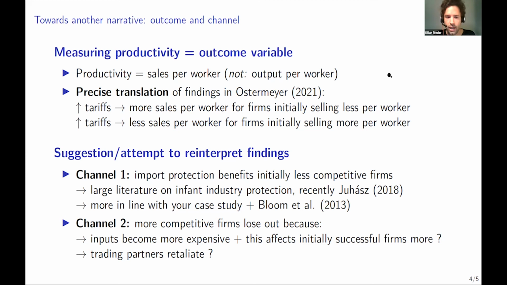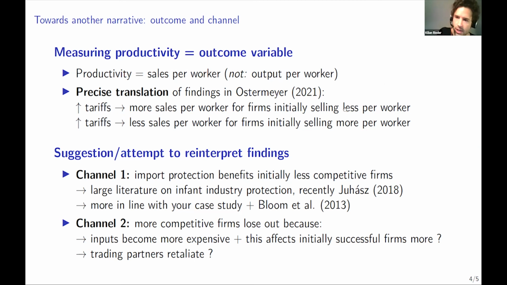On the one hand, the first channel is basically about input protection that benefits initially less competitive firms. There's a large literature here on infant industry protection. Recently, a paper by Juhász, and basically this kind of literature would also, in my mind, seem to be more in line with your case study and the literature by Bloom that you cite in the paper.